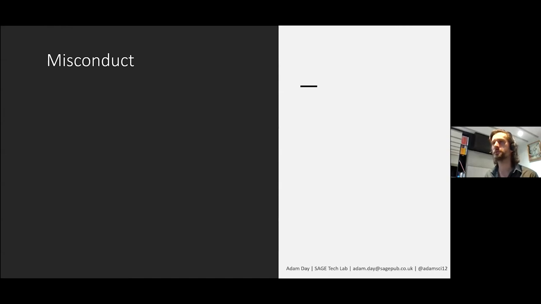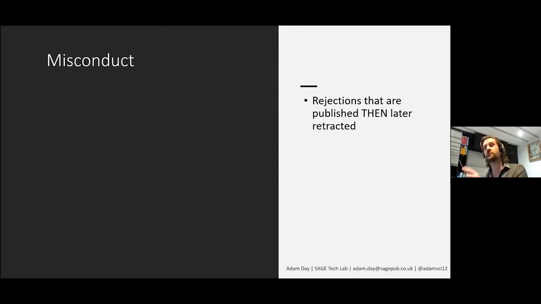So we've been able to look at misconduct in a different way with rejected articles. If we take rejected articles that are later published and then retracted, that's allowed us to find a few cases of research fraud that were submitted to Sage, a few peer review rings as well, which can actually help us to identify a lot of individuals who may have committed research misconduct.